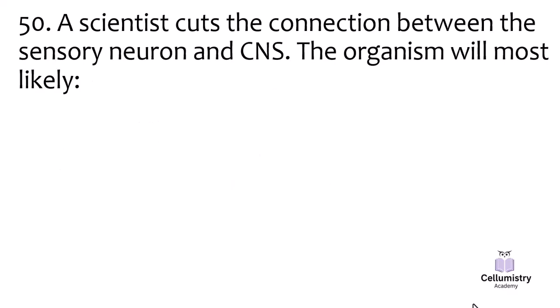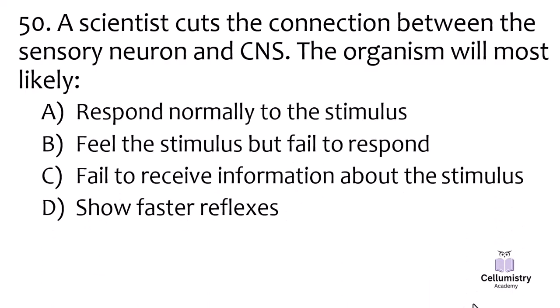A scientist cuts the connection between the sensory neuron and central nervous system. The organism will most likely. Answer is C. Fail to receive information about the stimulus.